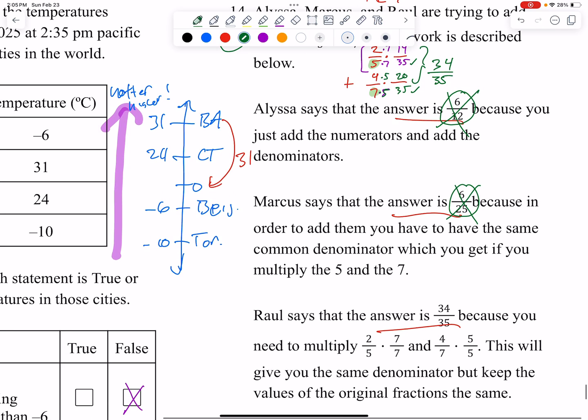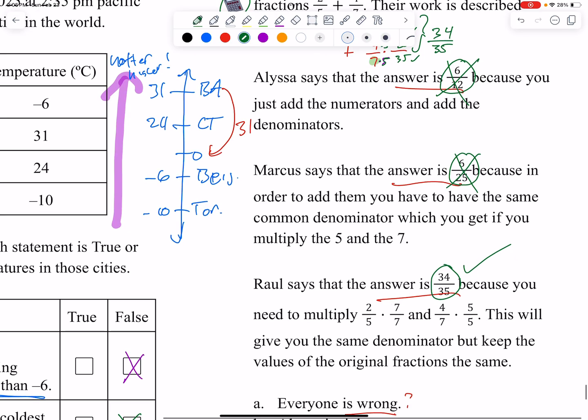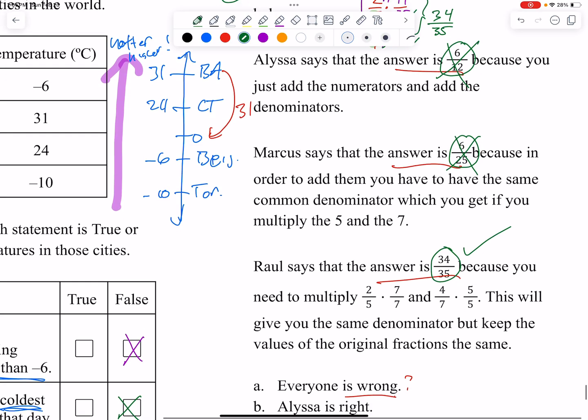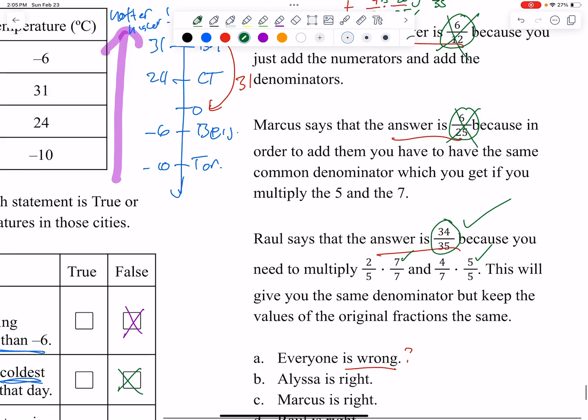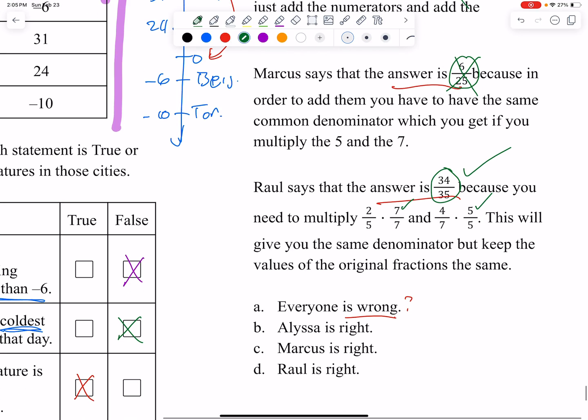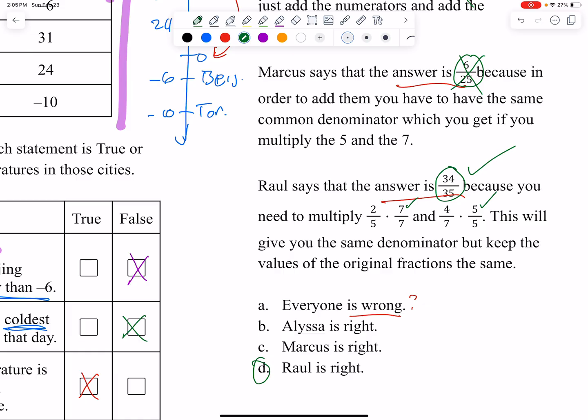And then Raul says the answer is 34 over 35. Okay, Raul is correct, but let's see why Raul is correct. So you need to multiply 2 times 7 over 7. Did I do that? Yes, I did. Did I multiply that? Yes, I did. This will give you the same number. Keep the values of the original fractions the same. Oh, so in this case, Raul is right.